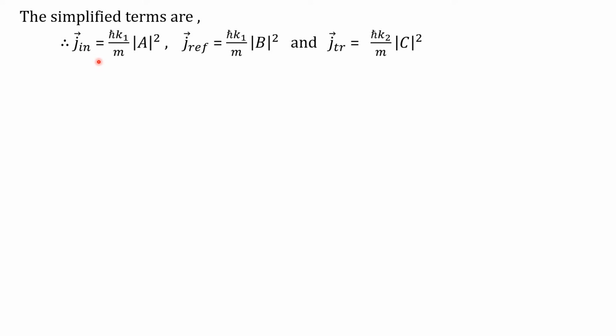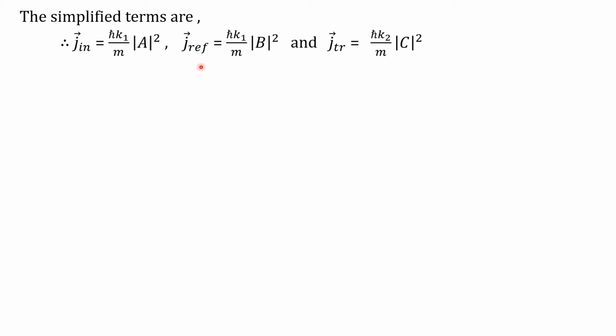Here we get the simplified terms for the probability current density for incident particle flux, reflected particle flux, and transmitted particle flux. If we substitute psi and their complex conjugates in the related equation, we get the result. J incidence is equal to h cross k1 by m into modulus of A square. J reflection equals h cross k1 by m into modulus of B square, and J transmission equals h cross k2 by m into modulus of C square.